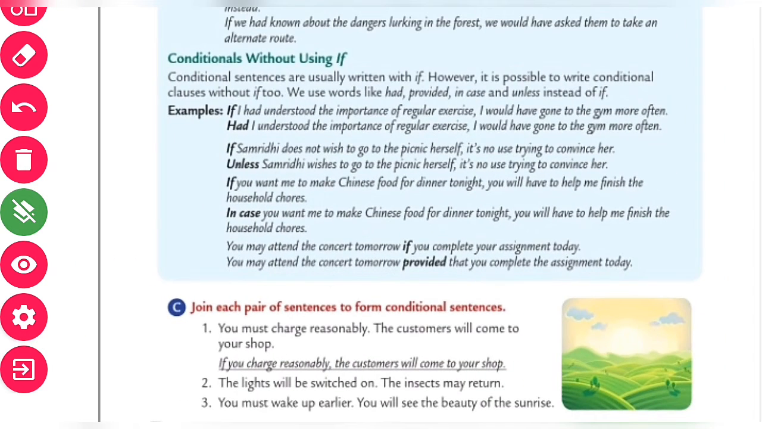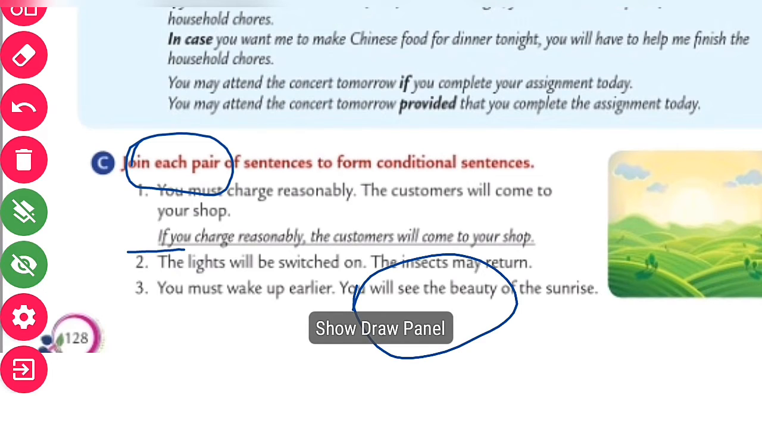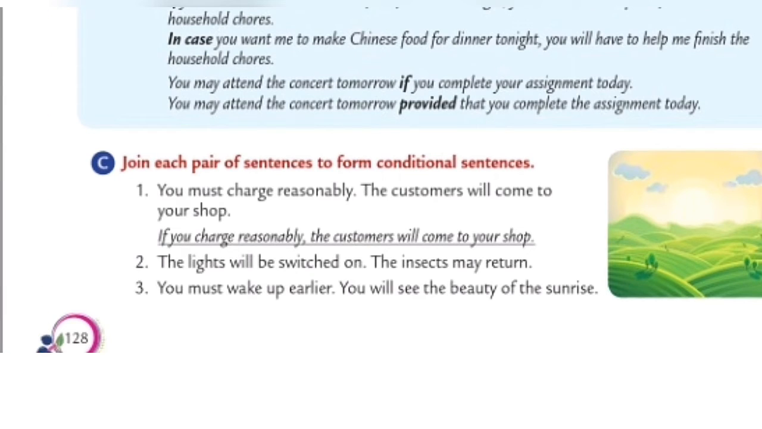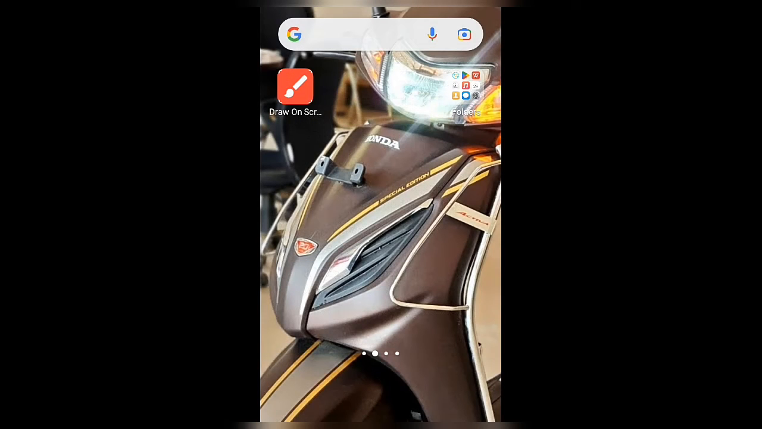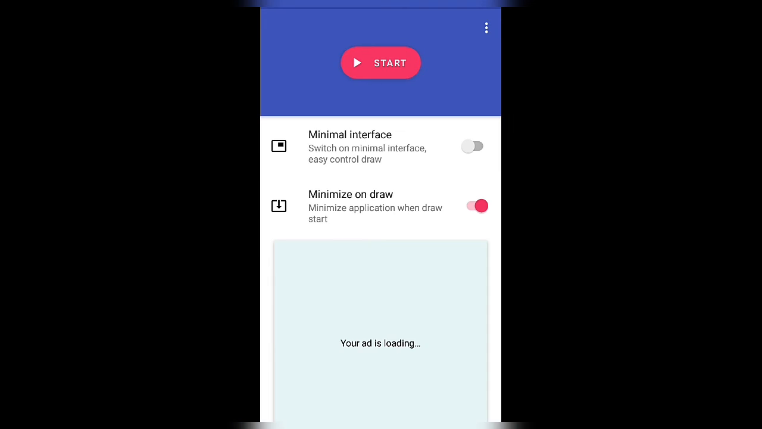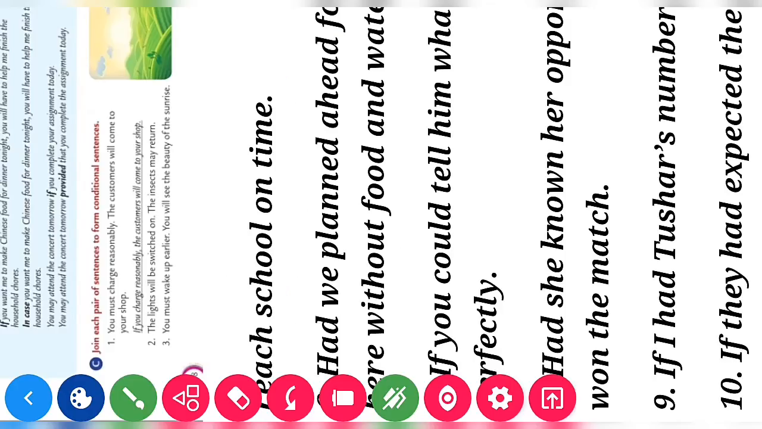So that was the explanation of conditional without if clause. Now here is exercise C. Join each pair of sentences to form conditional sentences. What is given? You must charge reasonably. The customers will come to your shop. That will be: if you charge reasonably, the customers will come to your shop. So here you can see how the if clause is used in this sentence, and on the basis of the first sentence you have to do the same in the rest of the sentences.